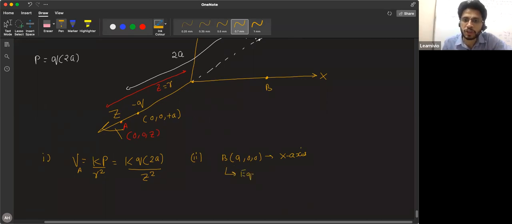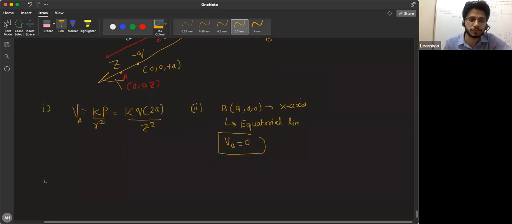And what is the potential on the equatorial line? What is the value of potential on the equatorial line? 0. Potential on the equatorial line is 0. Third one.